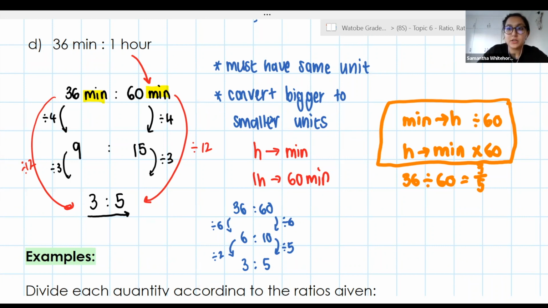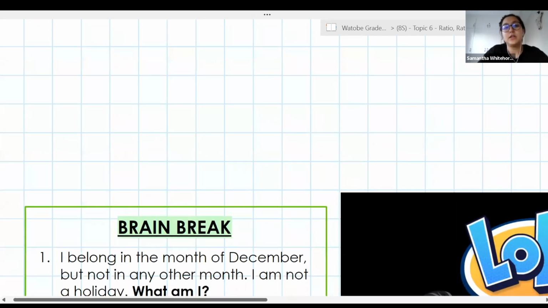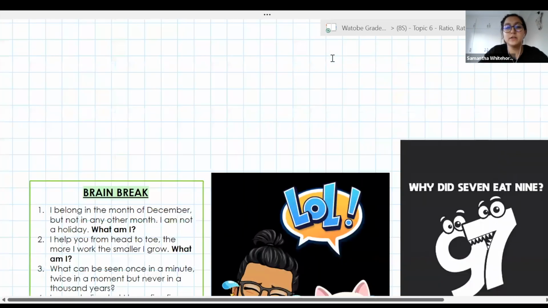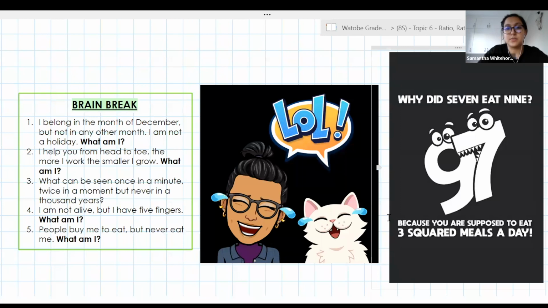Right, I'm hoping we've all got our screenshots. Brain break. Oopsie. So brain break's a little bit different today. We've got some riddles. And obviously your math stroke as per usual. So let's see how many of you can do these riddles. Our other class was quite on it with the riddles. I am not a riddler, I'll be honest. But let's see how many of you can get them. So you've got 5 there. I want to know what each of those things are.